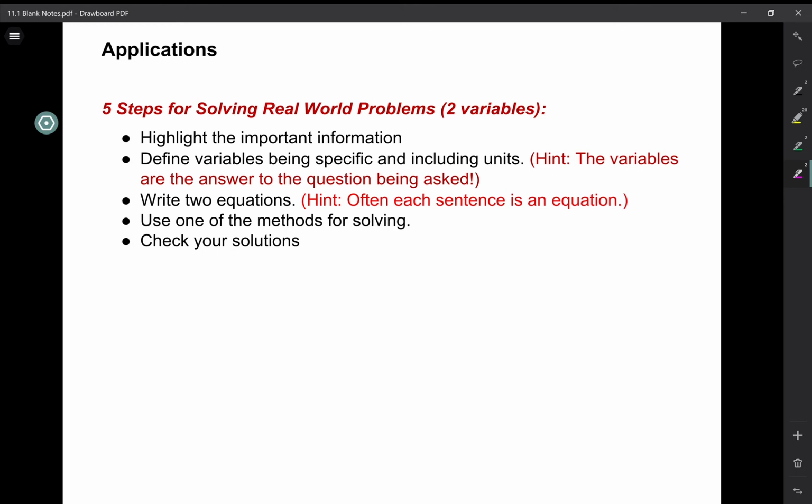All right, here's the last video for section 11.1. We're going to work on some applications. Here are some hints for solving applications for systems of equations.